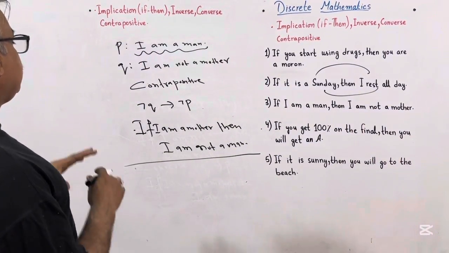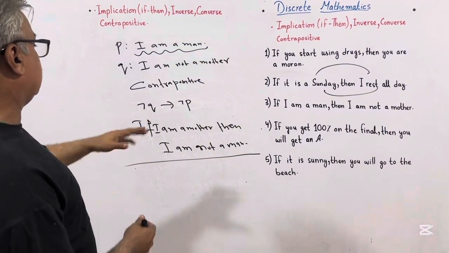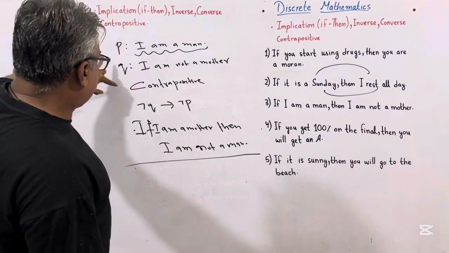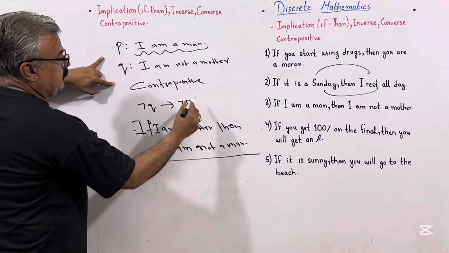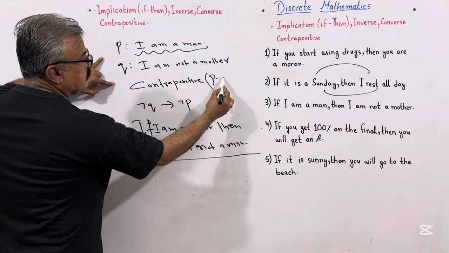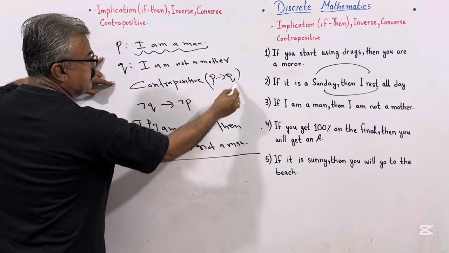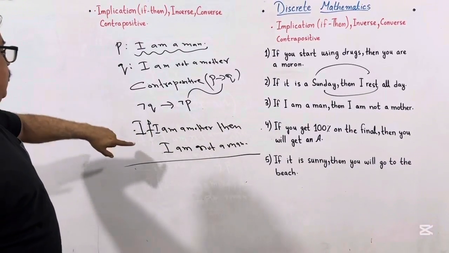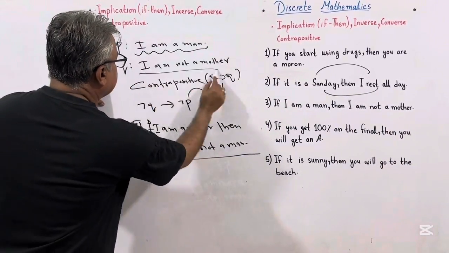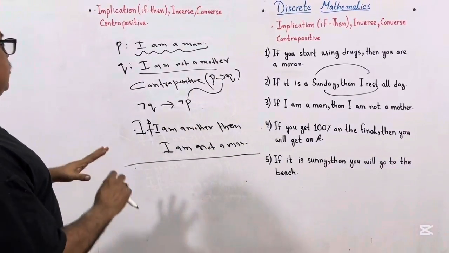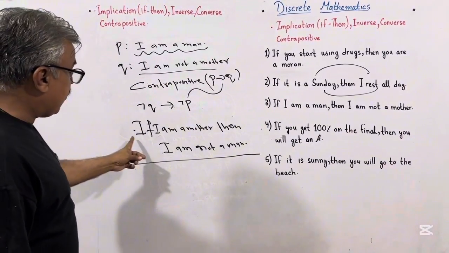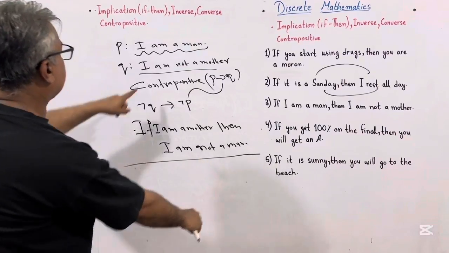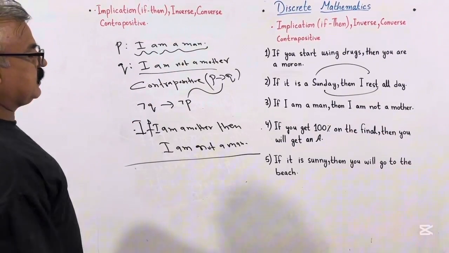Contrapositive means blend of inverse as well as converse. This is contrapositive of P implies Q. This is original statement P implies Q. Its contrapositive is negation of Q implies negation of P. Negation of Q, write negative of this. If I am not a mother is Q, its negation is if I am a mother, then I am not a man. This is contrapositive of this one.